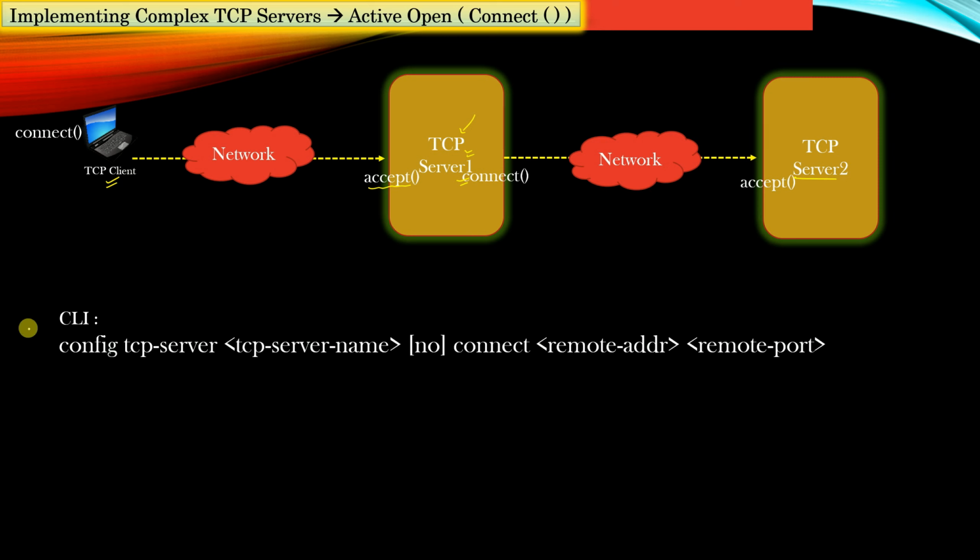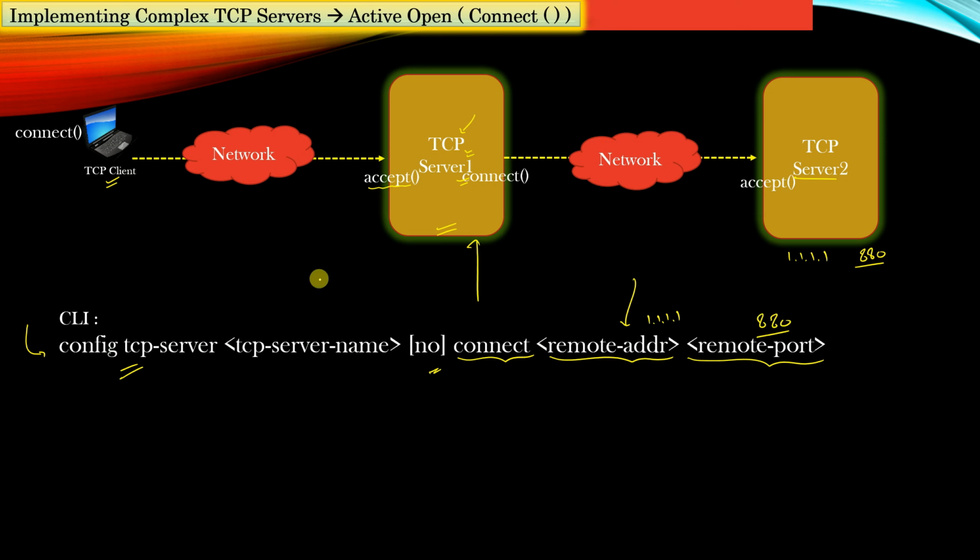So we are going to implement this CLI, that is config TCP server name, and the keyword is connect, and we have to specify the remote IP address and the port number to which we want to connect our TCP server. Alright, so for example, the user is configuring this CLI on this TCP server and he wants to connect with the remote TCP server whose IP address is 1.1.1.1 and is listening on port 80. Then in this CLI, the user has to specify the remote IP address as 1.1.1.1 and remote port as 80.